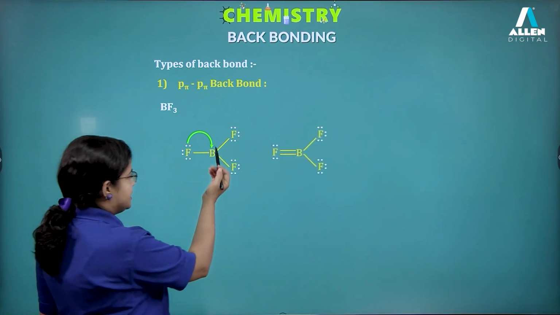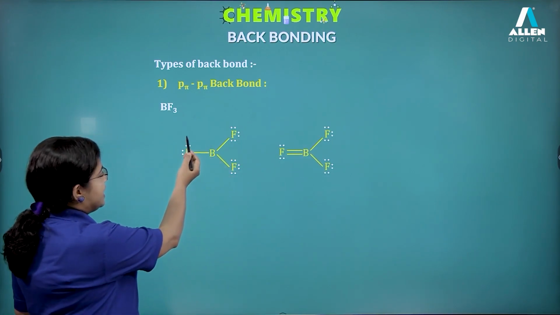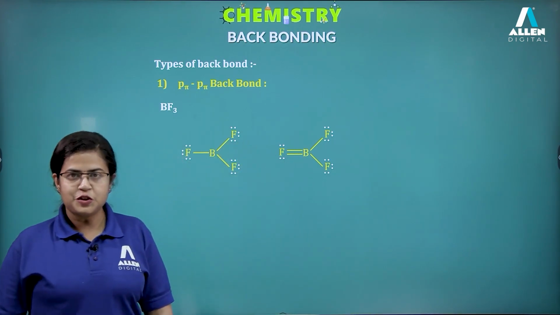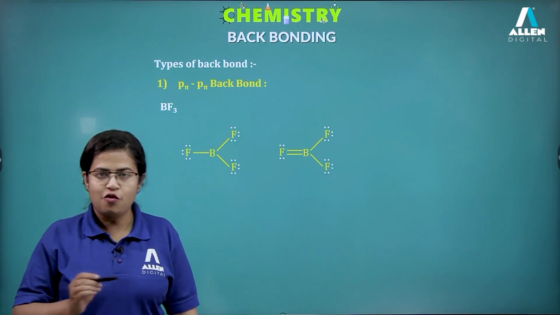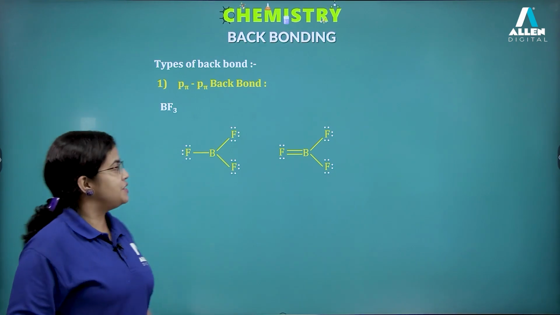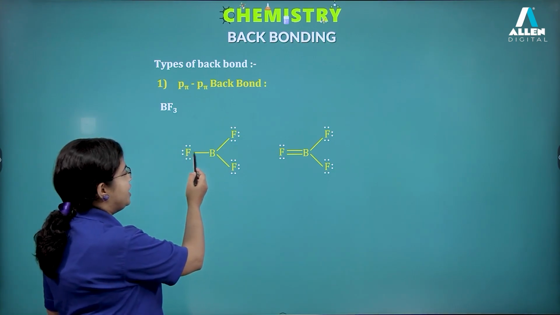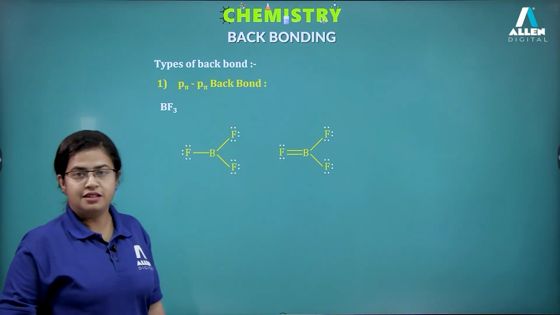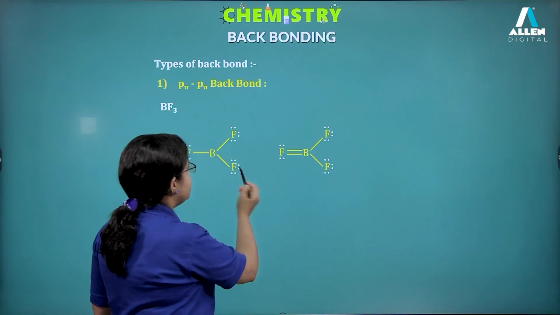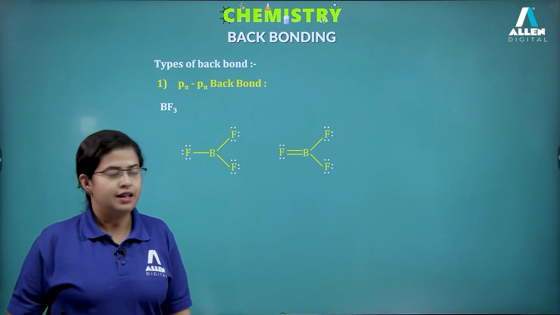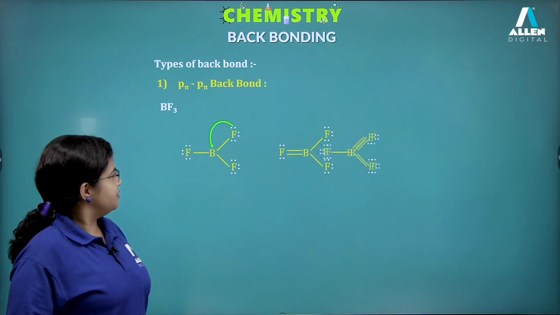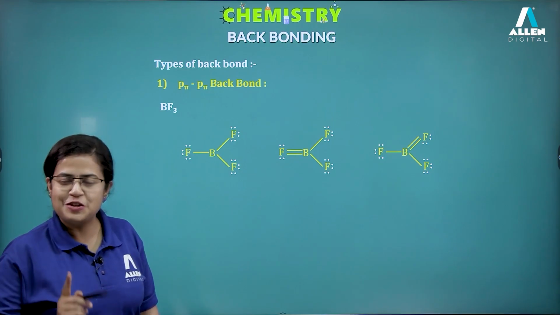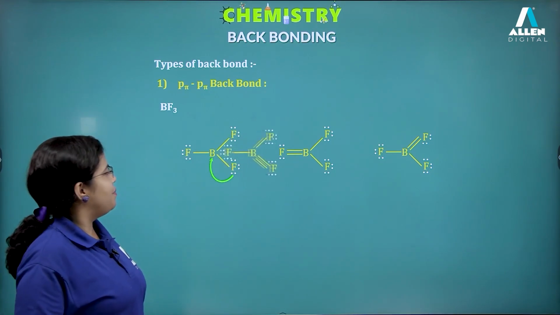So here boron is sp2 hybridized, and you can see that fluorine's lone pair is donated to the vacant orbital of boron. Wait, only this fluorine will donate? No. What about the other fluorines? So it's also possible that not only this particular fluorine and boron form a back bond, it's also possible that either of this or this fluorine forms a back bond. As you can see here, this fluorine can also form. Why will this fluorine be left out, students, then? No. It can also form a back bond.